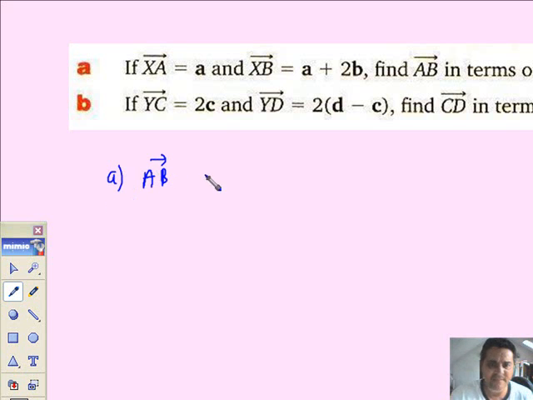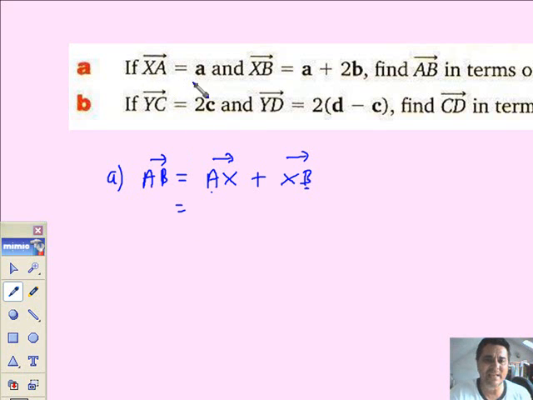I've got to make sure these vectors point around the right way. So in order to go from A to B, I've got to start with A. In other words, flip this vector around, which means AX followed by XB. Do you see that? Starting with A, finishing with B, hence AB.